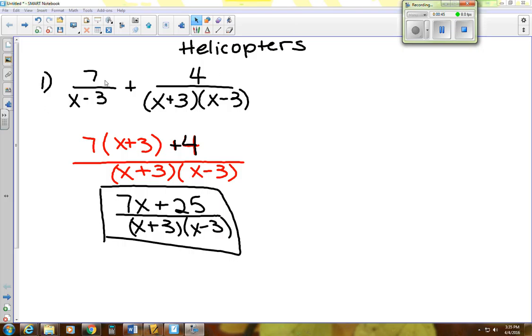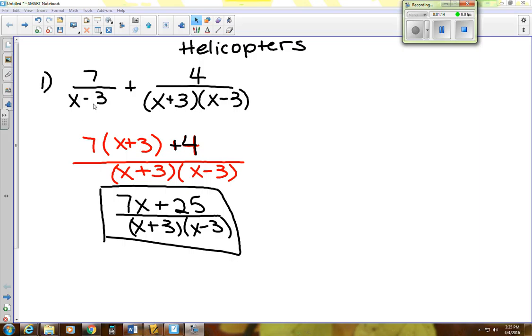So if we take a look at number 1 on the practice sheet, we have 7 over x minus 3 plus 4 over x plus 3 times x minus 3. Well, the lowest common denominator is the one that both denominators can divide into, or in other words, the one that encompasses all of the factors within any denominator.